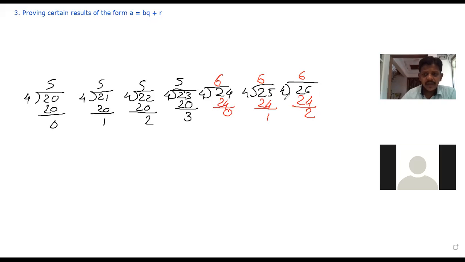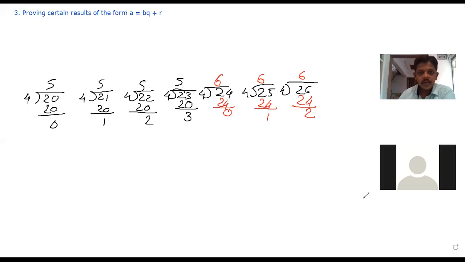Means whenever I am going to divide by 4, how many possible remainders are there? 4. Which are those? 0, 1, 2, 3. Very important. See, when I divide by 4, I can get 4 cases. Now see which 4 cases. That is also important to understand. It's a very important type.